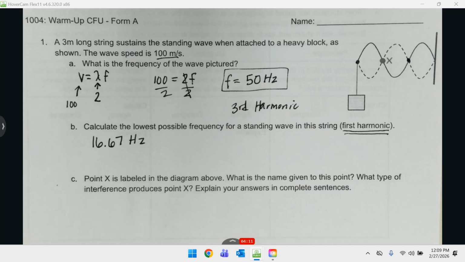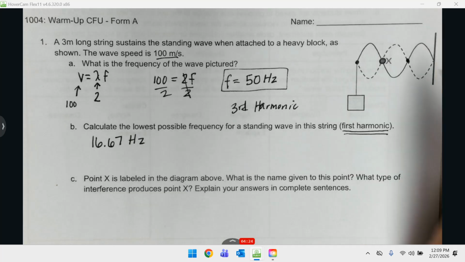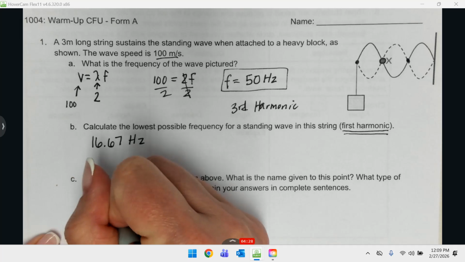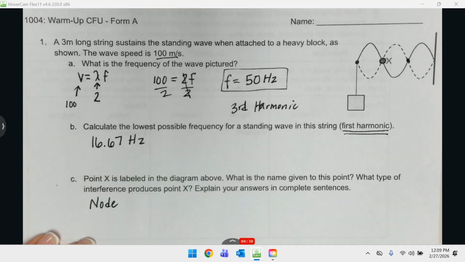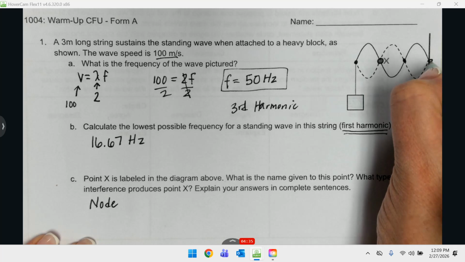Letter C says point X is labeled in the diagram above. What is the name given to this point? What type of interference produces point X? And explain your answer in complete sentences. So point X is right here. The name for this point on a standing wave is called a node. The nodes are actually all of these points that I've actually labeled already, plus this one at the end.